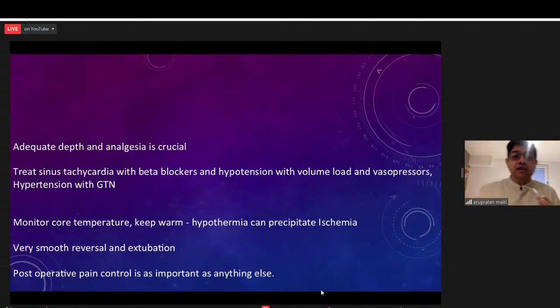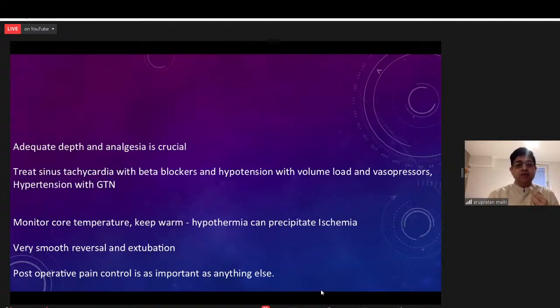Treat sinus tachycardia with beta blockers and hypotension with volume load and vasopressors initially, and treat hypertension with GTN after making sure your anesthetic depth and analgesia are fine. Always monitor the core temperature. Keep the patients warm. Hypothermia has dramatic effects on oxygen consumption. Hypothermia can increase the oxygen consumption 20 to 30 fold.